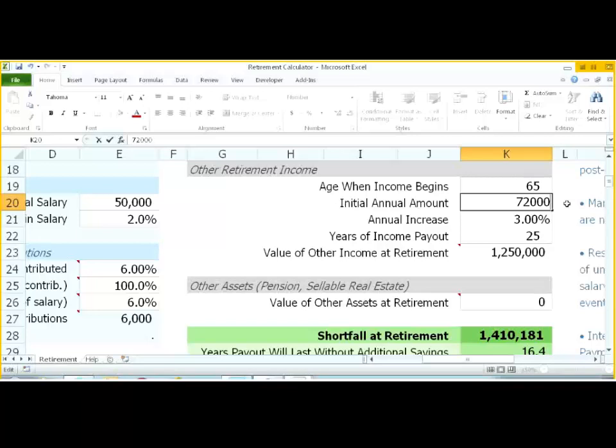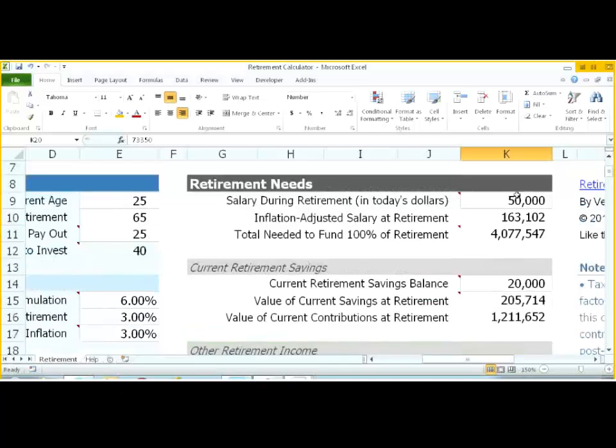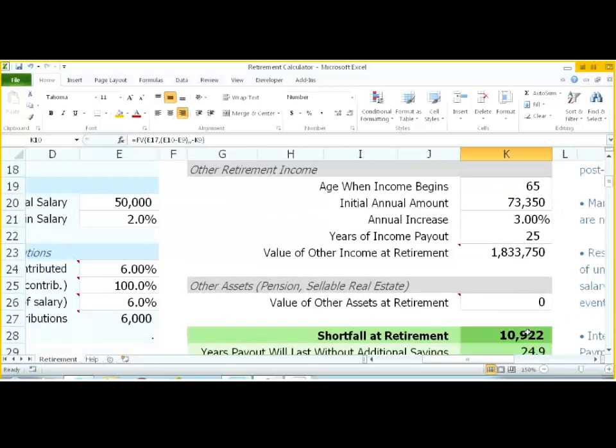Okay, so let's say $72,000. I can't remember exactly. Well, I wrote it in like $73,350. Oh, that's because I decreased the wrong thing. That's my income. If in salary during retirement, instead of $50,000 in today's dollars, I could live off 20% less, then hey, I'm only $11,000 short. So those are the kind of decisions you'd have to make.